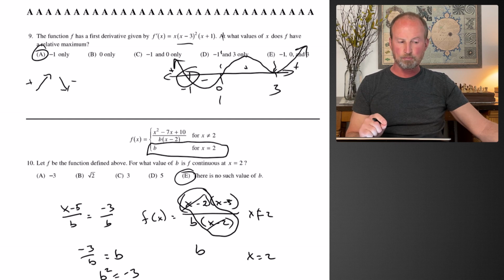There is no such point. However, had this been a positive, then we could have found a value for b that would have plugged that hole that we just plucked out of it. Okay?